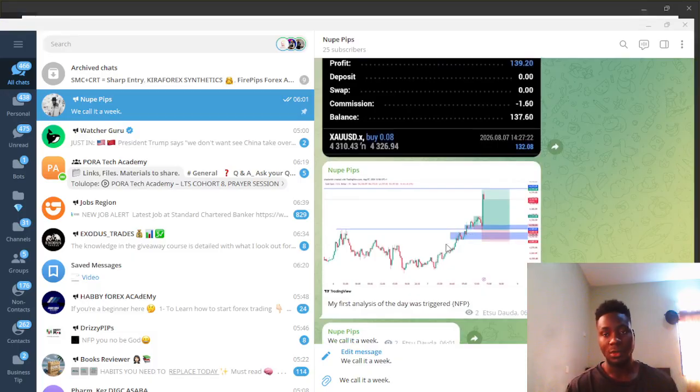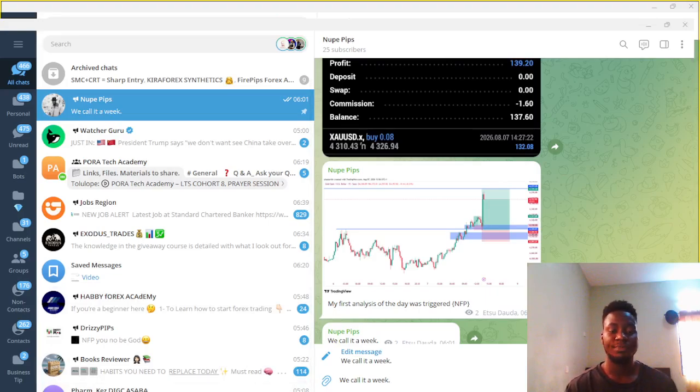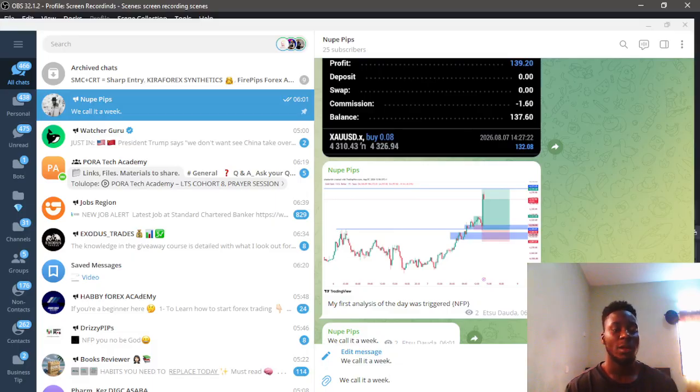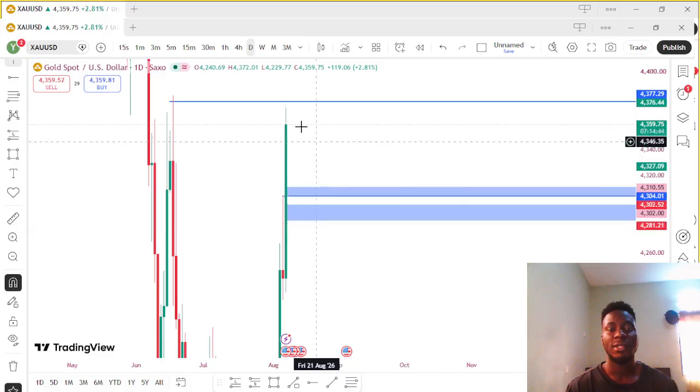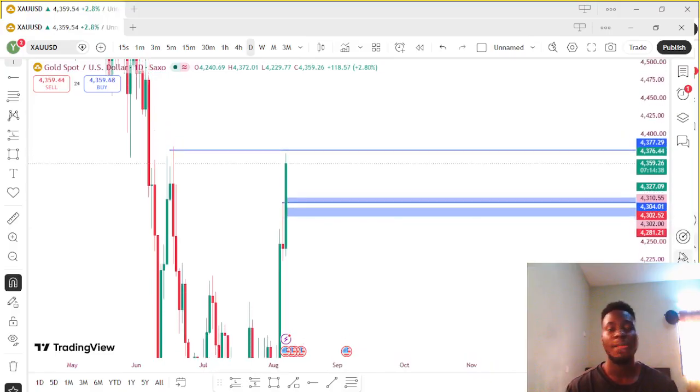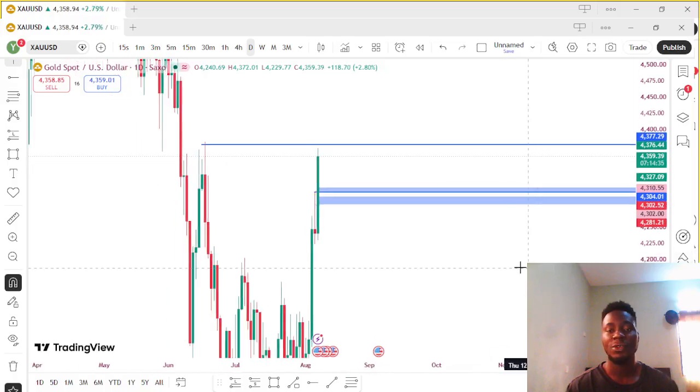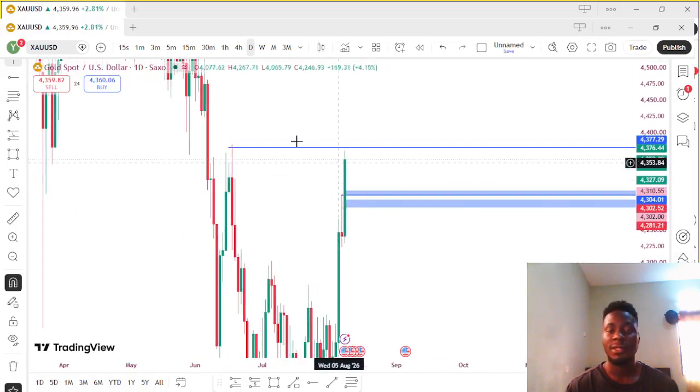So this was when I was triggered in and price moved drastically up, and as you can see, as I predicted earlier in the morning, let me go back to TradingView. You can see that price is already headed to this particular point. Although I'm done for the day, there is no cause for alarm. We call it a week. The market is there for us next week to come back to.